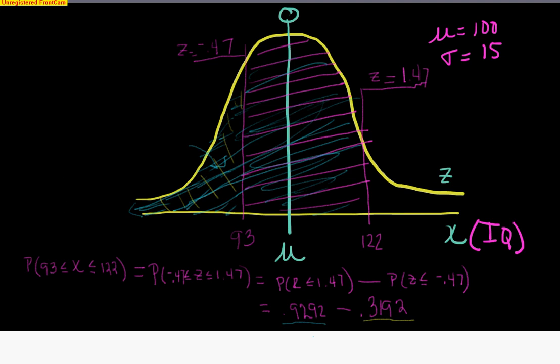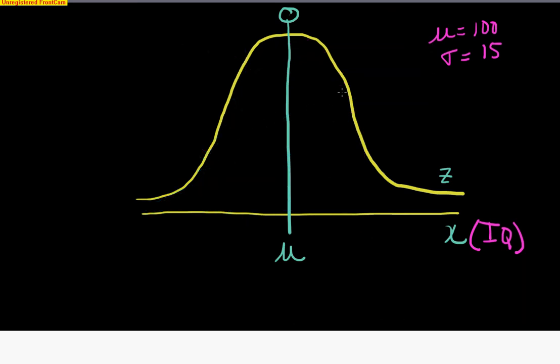Okay, so when you have betweenness, that's the way you want to tackle that problem. And so then you can just do that on your calculator because you always have to work to the left. And that is going to equal 0.61, or again, about 61%. 61% is in this original pink space. 61% of people will have IQs between 93 and 122. And that is how you do betweenness.